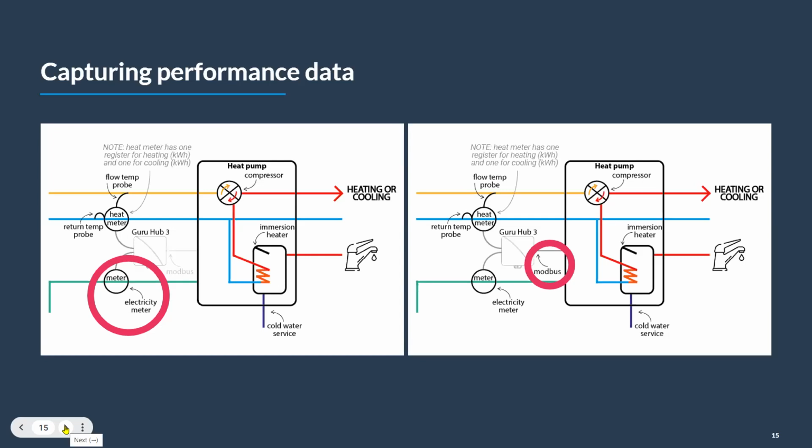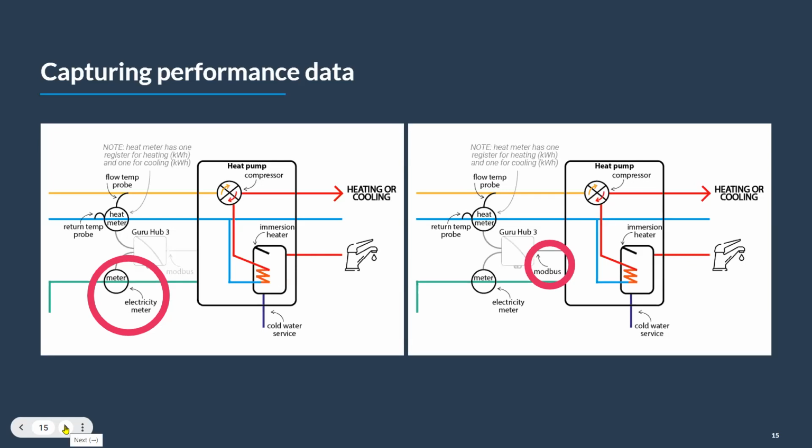By setting up the situation on the left, connecting your meter reader to the thermal energy meter and the electricity meter, you can comply with the heat network metering and billing regs and stay on top of the performance of any heat pumps on the site.